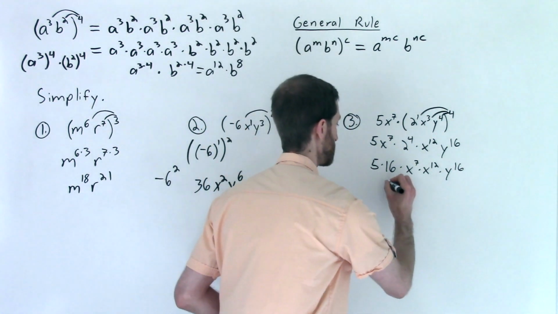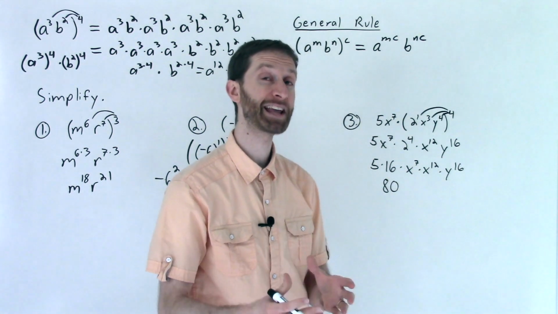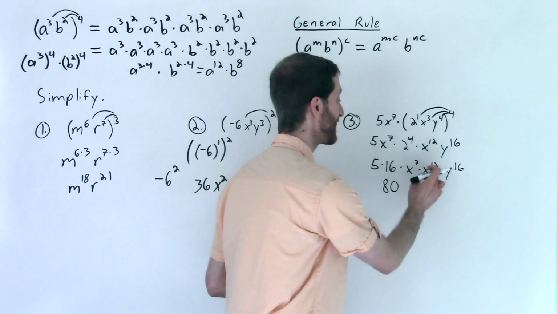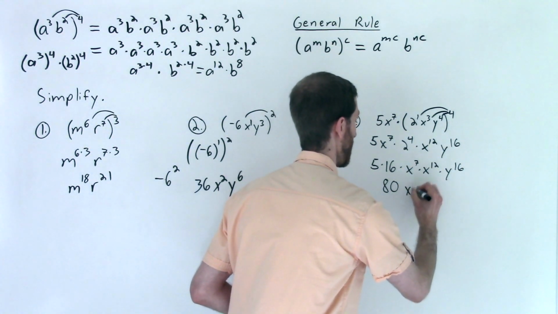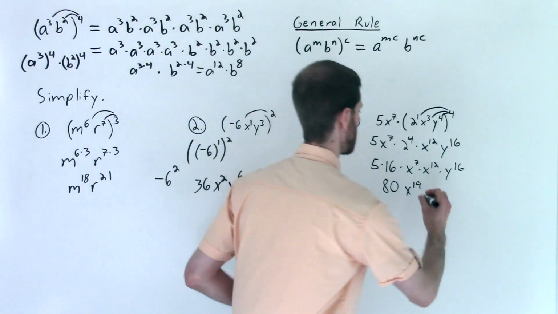5 times 16 is 80. x to the 7th times x to the 12th. We have the same bases, so we add the exponents, which is x to the 19th, or x to the 7 plus 12, and then y to the 16th stands alone.